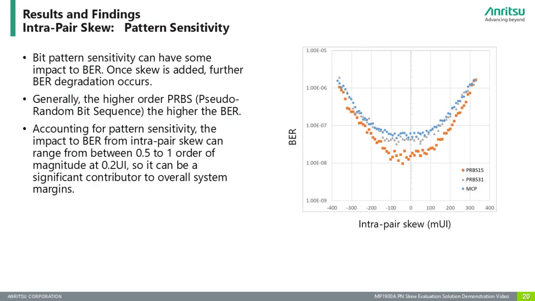Varying patterns was also tested. Bit pattern sensitivity can have some impact to BER. Once skew is added, further BER degradation occurs. Generally, the higher order PRBS, the higher the BER.